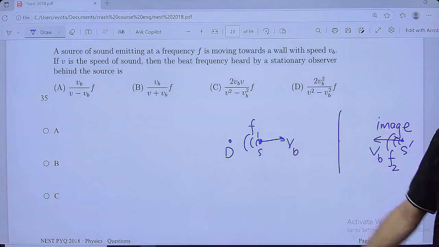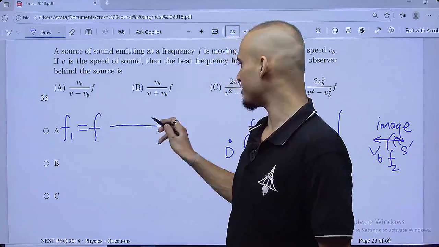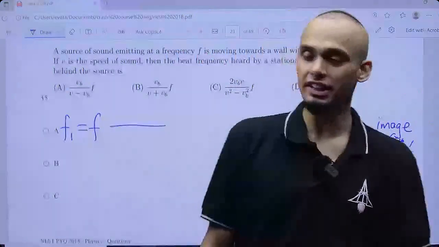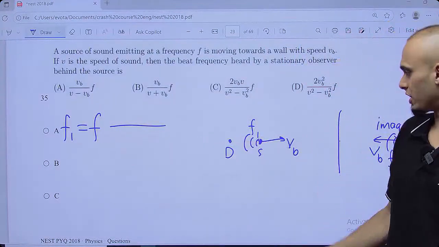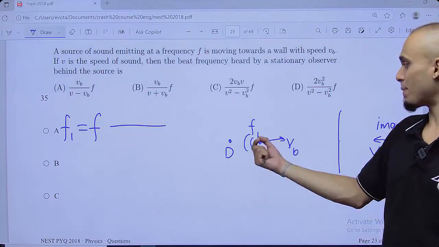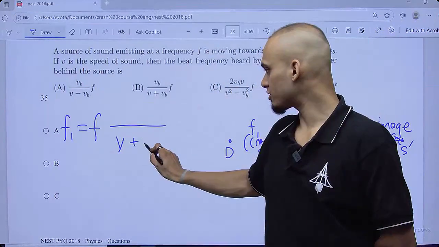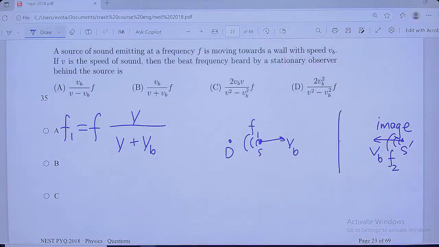So applying the Doppler effect for f1, we get the value of f1 as f. And again, a very, very simple trick. If a source is increasing separation, then its velocity will try to decrease the frequency. Source always goes in the denominator. The source is traveling away from the detector. In the first case, separation increases, frequency should decrease. So v plus source speed vb in the denominator will give the frequency heard by the detector in the first reflection. This is for the first reflection.